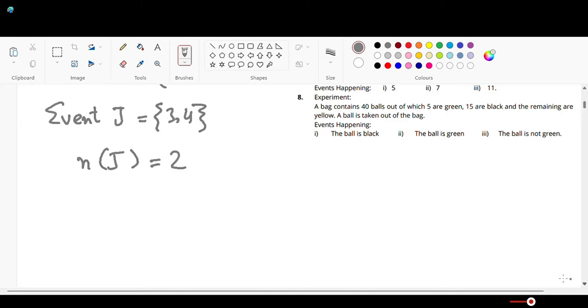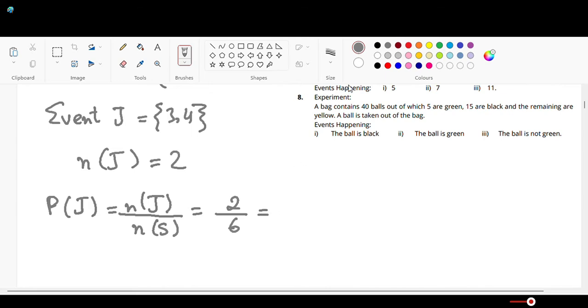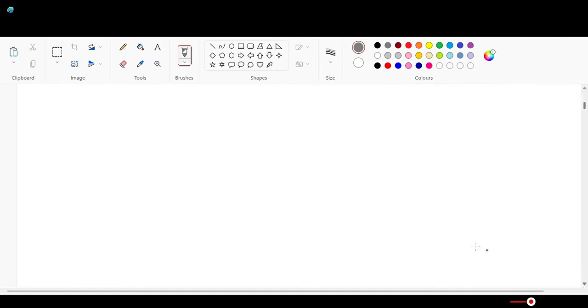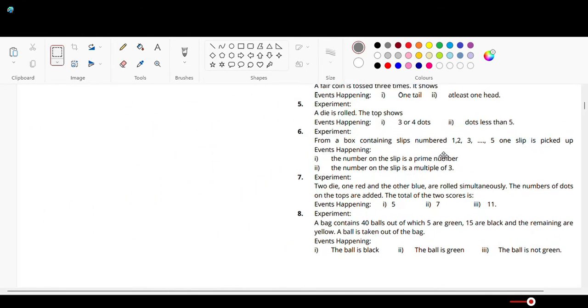So the probability of J will be the number of elements in J divided by the number of elements in S, which is equal to 2 over 6, and we can simplify this to get 1 over 3. So we have a 1/3 chance of rolling 3 or 4 dots if you ever roll the dice. Anyway, now let's talk about the second part of the question. So what is that?